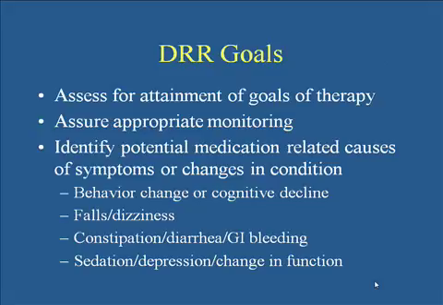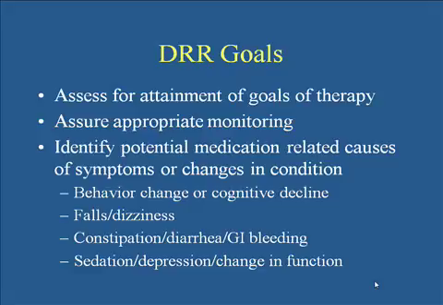The goals for the drug regimen review are pretty straightforward. We really want to make sure that our residents have attained the goals of their therapy, whatever that may be. Everything from appropriate target levels of blood pressure, lipids, behaviors. So any appropriate goal of therapy, we want to assure appropriate monitoring. Many medications require periodic monitoring, and we want to make sure those occur. And then we also want to identify any potential medication-related causes of symptoms or changes in conditions.